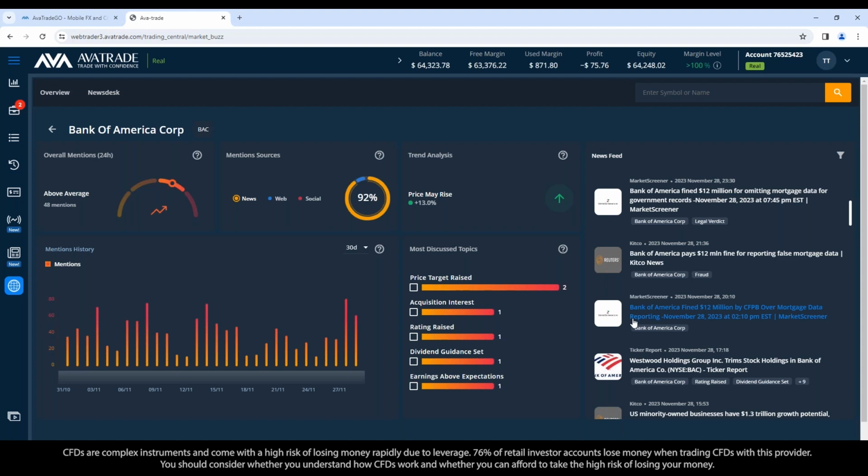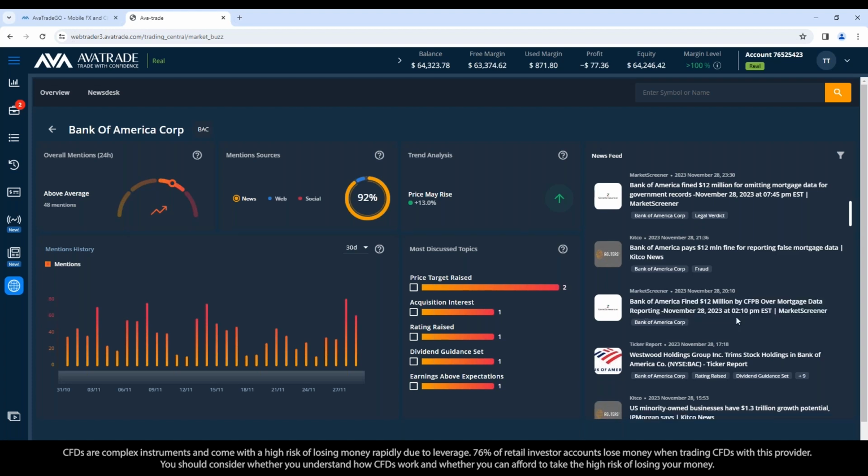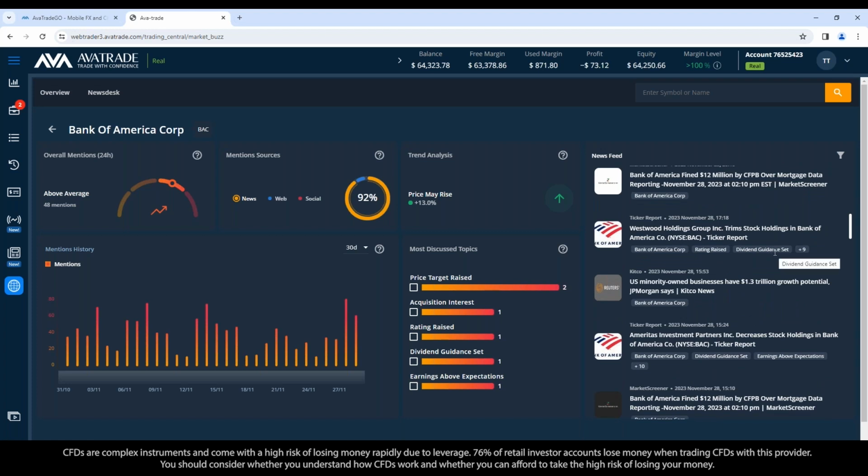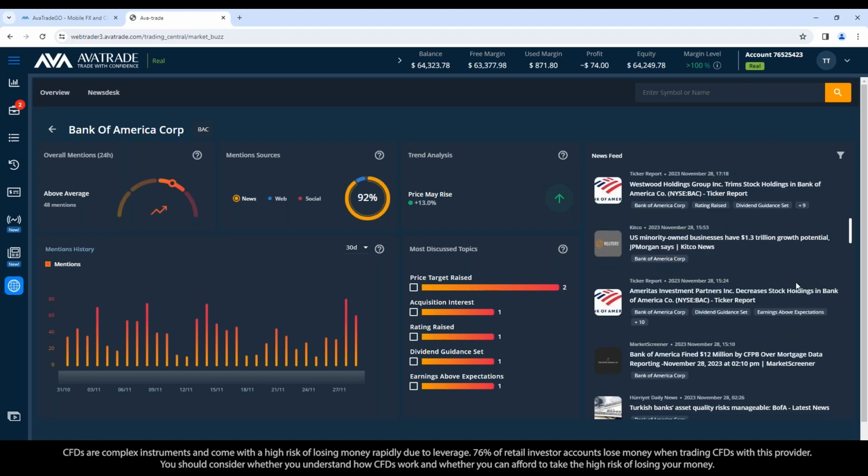Let's see if there's something further down besides that. $12 million fine, $12 million fine. They keep talking about that. Looks like Westwood Holdings has trimmed their holdings of Bank of America. These all seem negative, don't they? The most recent articles are negative.